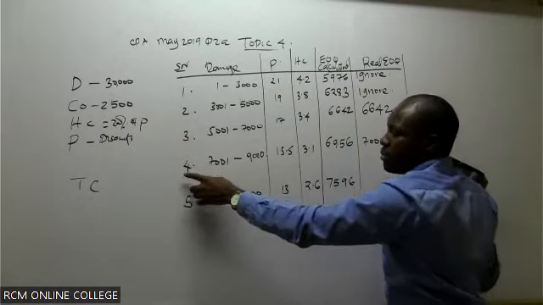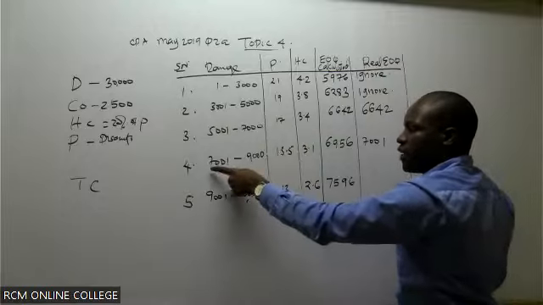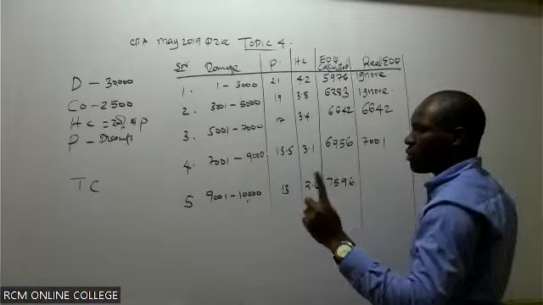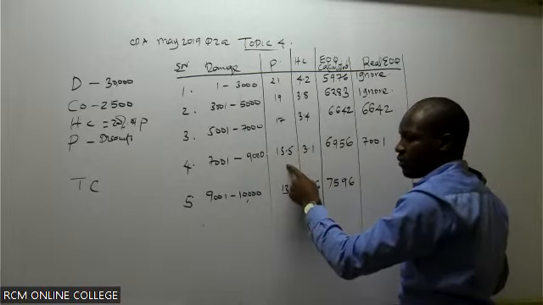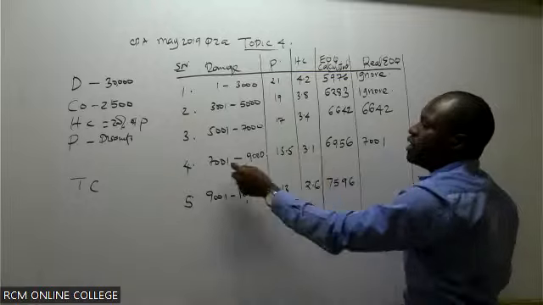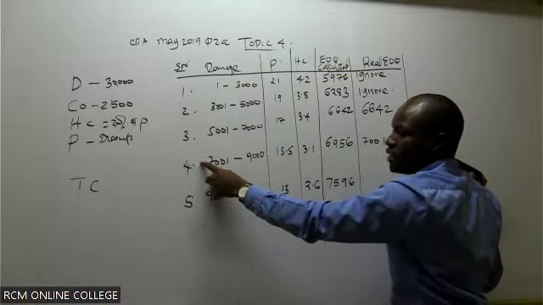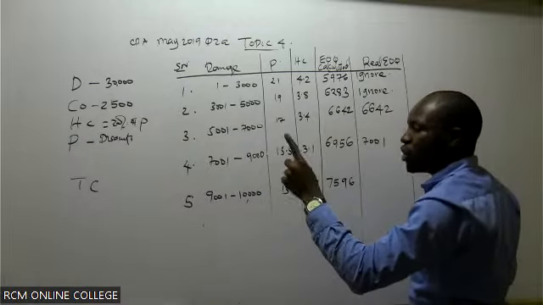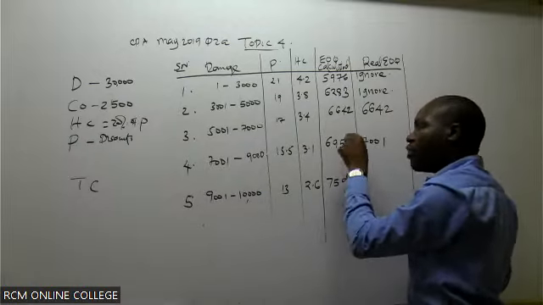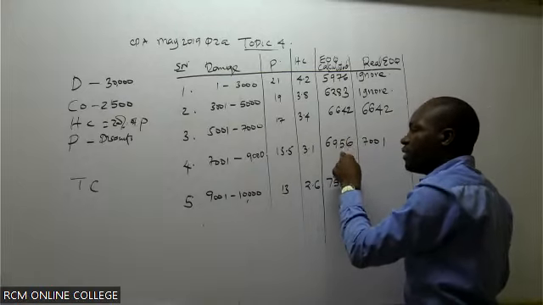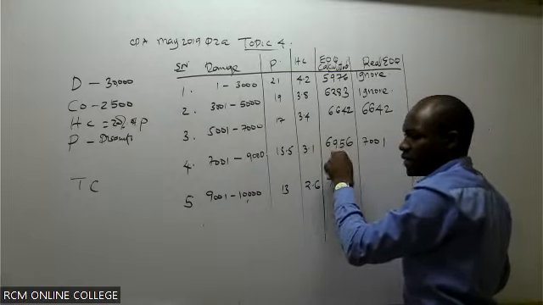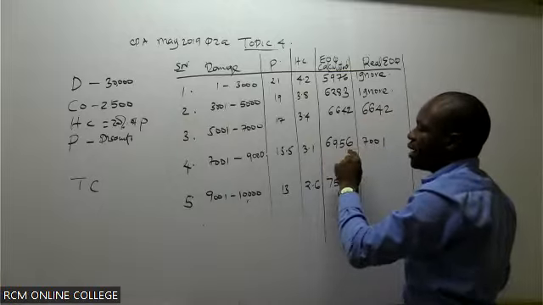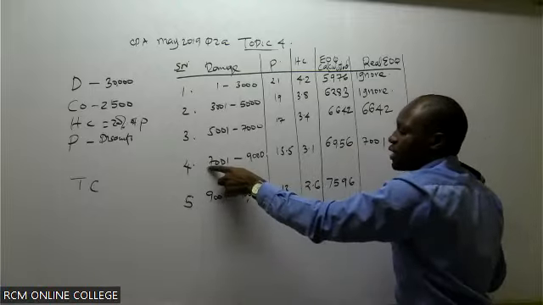When I come to range number 4, you must order at least 7,001 to 9,000 for you to be able to get a discount to 15.5. My economic order quantity is below this range. So what am I going to do? But the rule allows me to order above this. You can order this, you can order above this, but you cannot order below this.